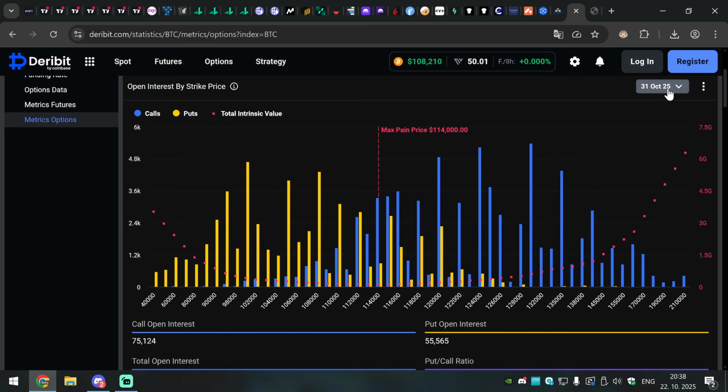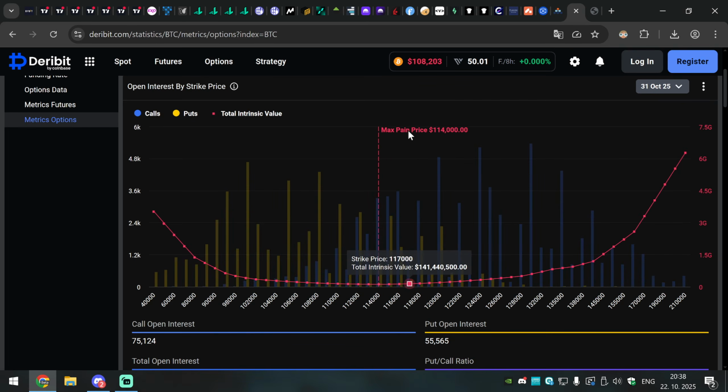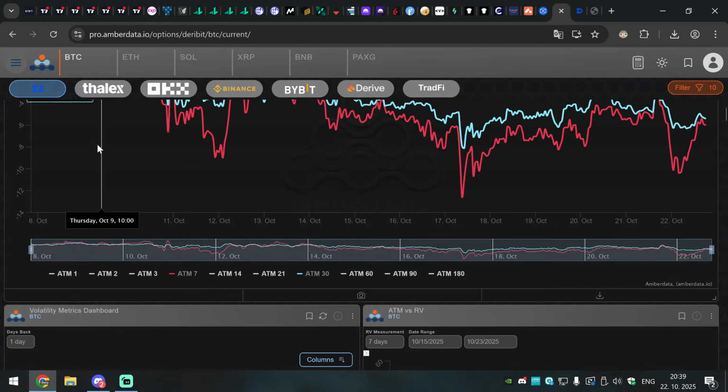Make sure to watch the 31st of October, when the new month starts, because after the option expiry ends, we might see some relief rally out of the option market, because we will see some repositioning of the inventories for the option traders who are holding Bitcoin. So watch that date. And then we have the second reason when we go to the Ember data.